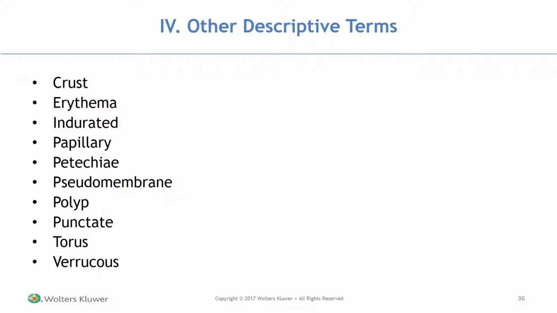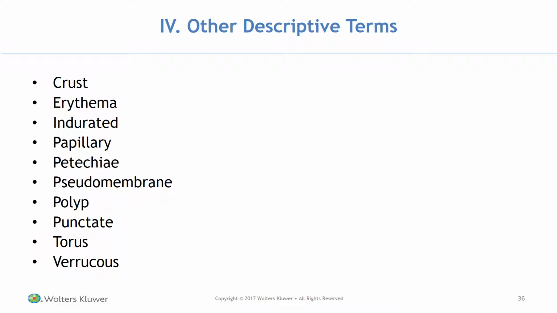Okay, other descriptive terms. Crust would be an outer layer covering or a scab that's formed from coagulation or from dried blood, serum, or pus on the outside. Erythema means red, and it doesn't matter the shape or size. Erythema is red. Exophilic means it's growing outward. Exo meaning out. Okay. Indurated is going to be hard. Papillary is resembling a small nipple-shaped projection.